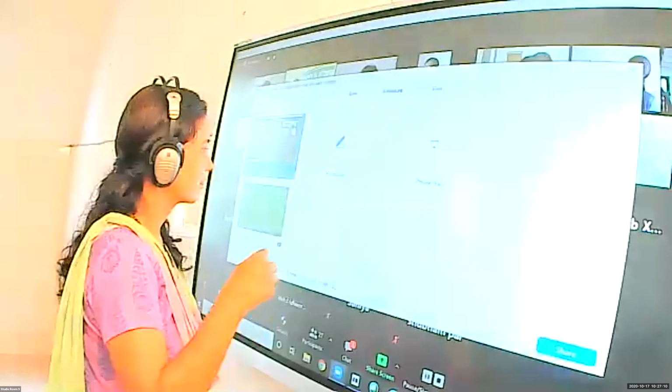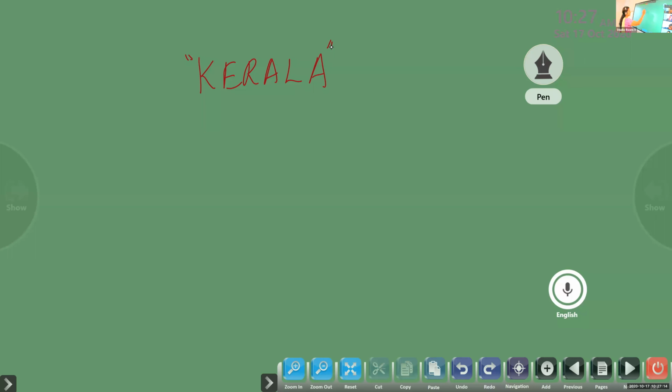Okay, now listen, children. So Kerala, if this word is given, we want to arrange it. In how many ways can we arrange it? So first thing, what you have to do? How many alphabets are there? What is the total number of alphabets here? 1, 2, 3, 4, 5, 6. It is 6. Is it correct?